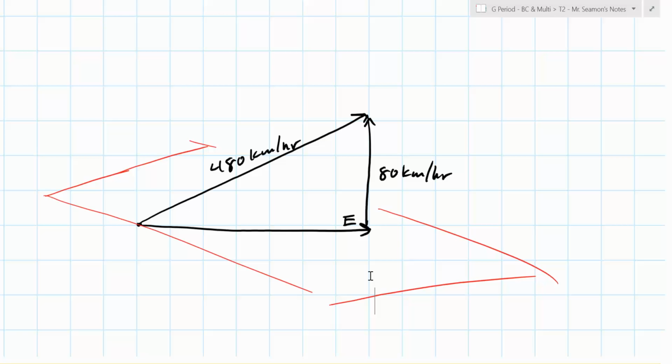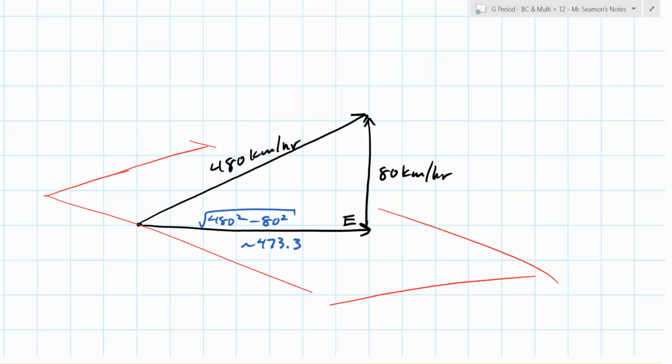So how do we do that? What theorem do we use right here to find that missing number? Use the Pythagorean Theorem. So this is the square root of 480 squared minus 80 squared, and I think it's about 473.3. So that gives you how fast the plane is moving due east.